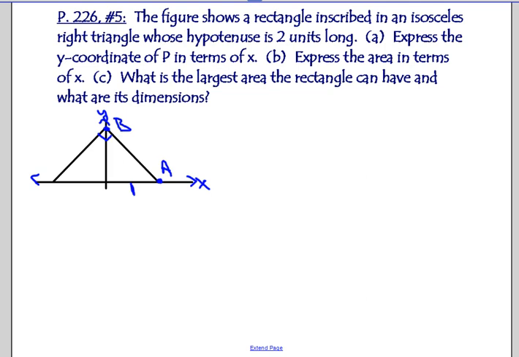Okay, this is problem number 5. The figure shows a rectangle inscribed in an isosceles right triangle whose hypotenuse is 2 units long. And I want to just complete this picture. I thought better than having the whole picture up here was to kind of draw it with you.